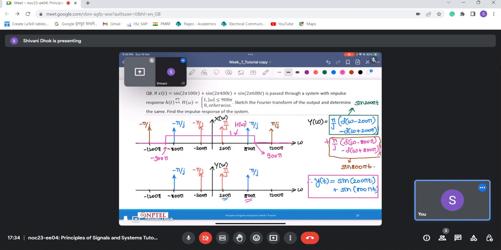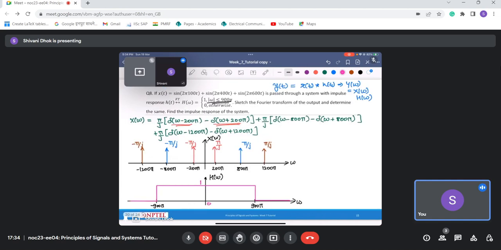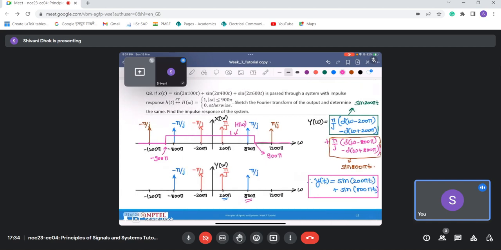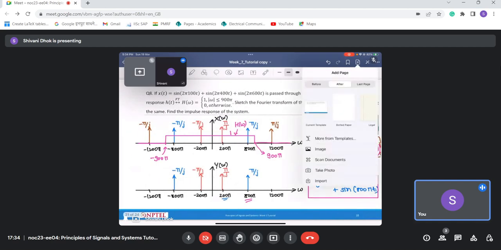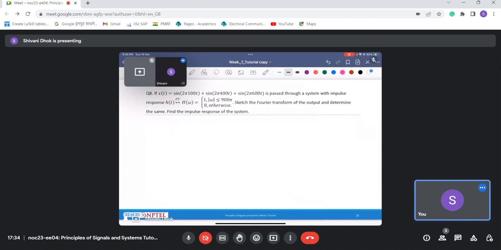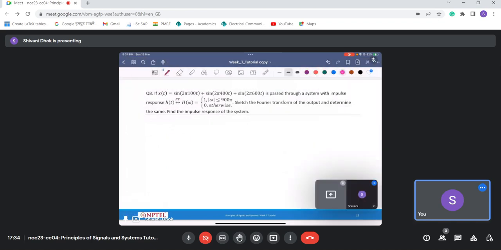Now what we understand from this question is that this signal x of t is a bit complicated, and we don't know how this filter will look in the time domain. So let us first look at how it will look in the time domain. What we are having is this H of omega, something like this, from minus 900 pi to 900 pi.